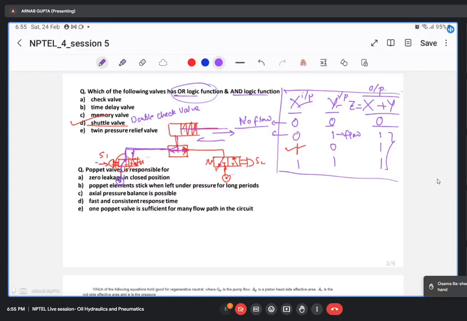Now, if you want to realize the AND function, so I hope you understood. Any one of the two valves, S1 and S2, can be actuated to move this linear actuator. I think someone just raised his hand. You can unmute and ask if you are having any doubt.